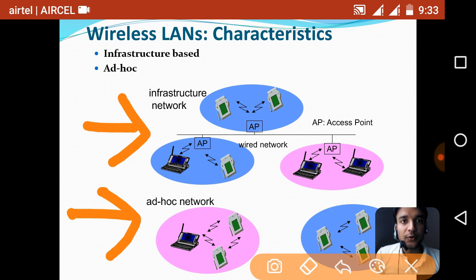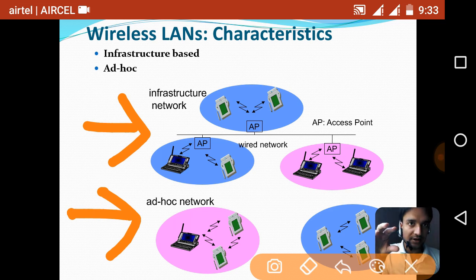So what is the access point? Access point is your router. You must have seen in your home or in your office that there is a router, and that router generates the radio signal which covers a specific area. That area is called the basic service set. In that area only you can have the access of that Wi-Fi. So the total thing is called the infrastructure base.